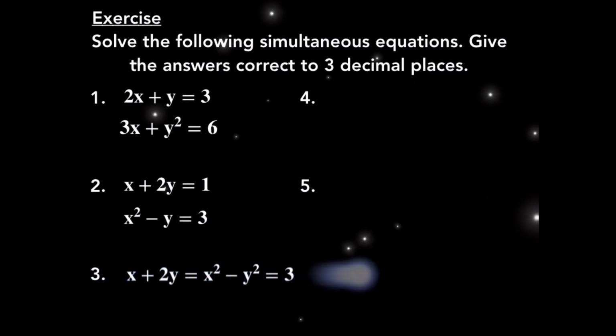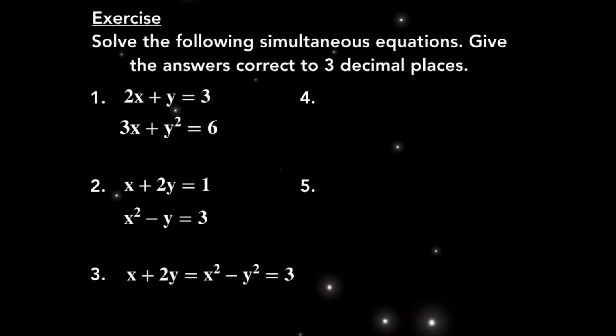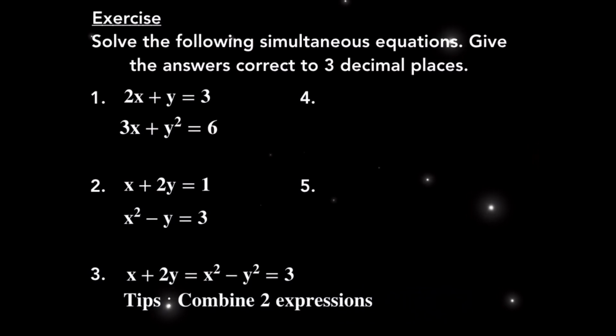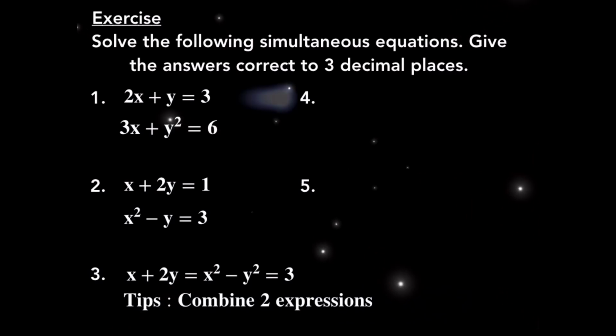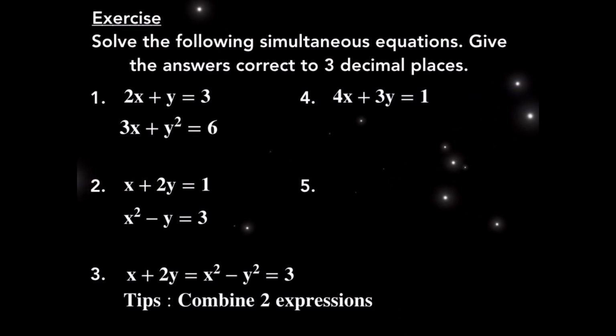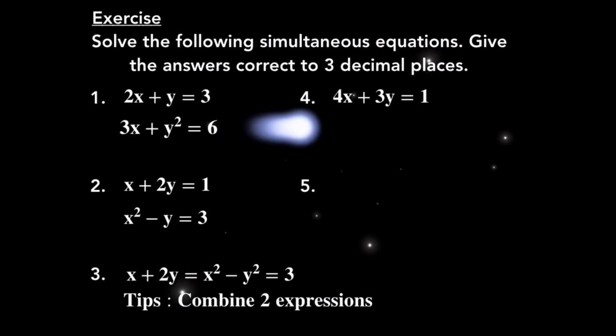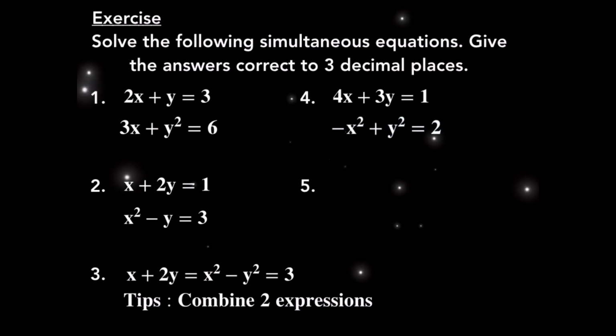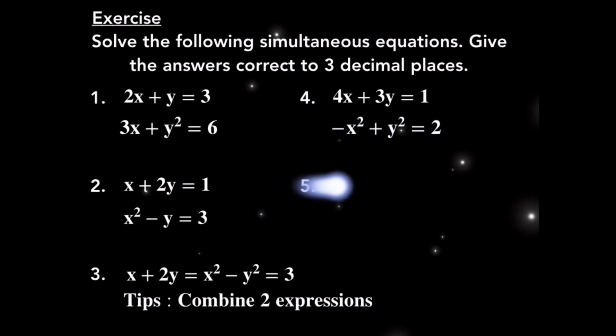In this case, I give you tips. You can combine any 2 expressions. Let's say you want to combine the first equation, x plus 2y equals 3, as your first equation. And the second equation will be x squared minus y squared equals 3. This is my fourth question: x plus 3y equals 1, and negative x squared plus y squared equals 2.